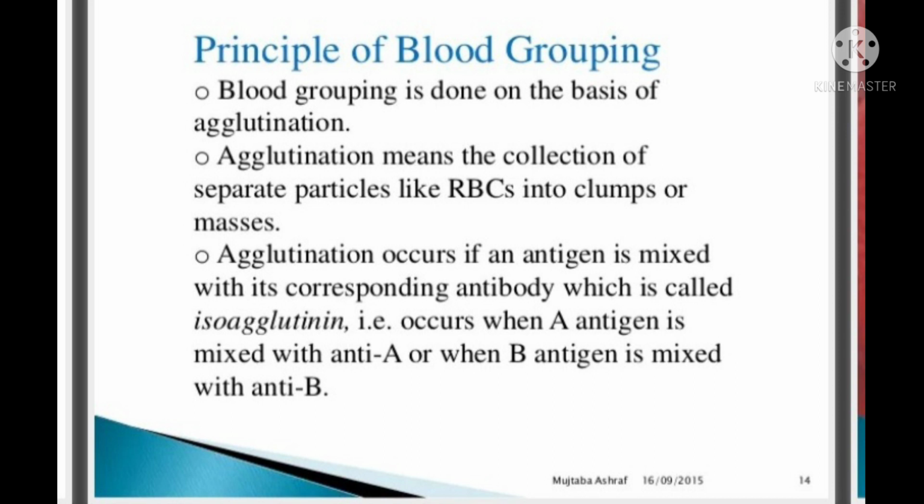Principles of blood grouping. Blood grouping is done on the basis of agglutination. Agglutination means the collection of separate particles like RBCs into clumps. Agglutination occurs if an antigen is mixed with its corresponding antibody, which is called isoagglutinin. When A antigen is mixed with anti-A, or when B antigen is mixed with anti-B.